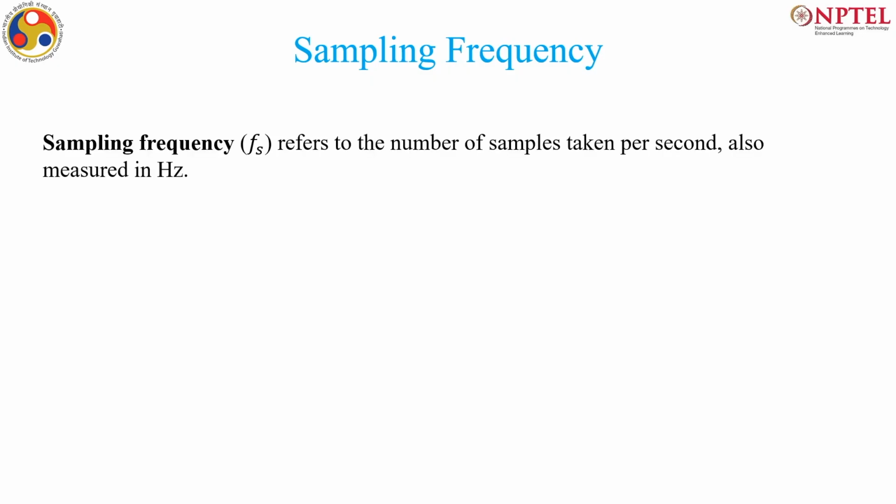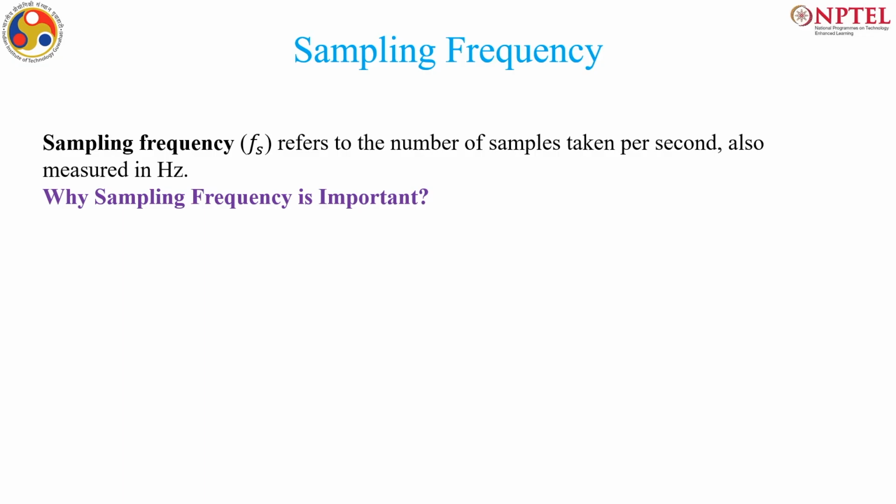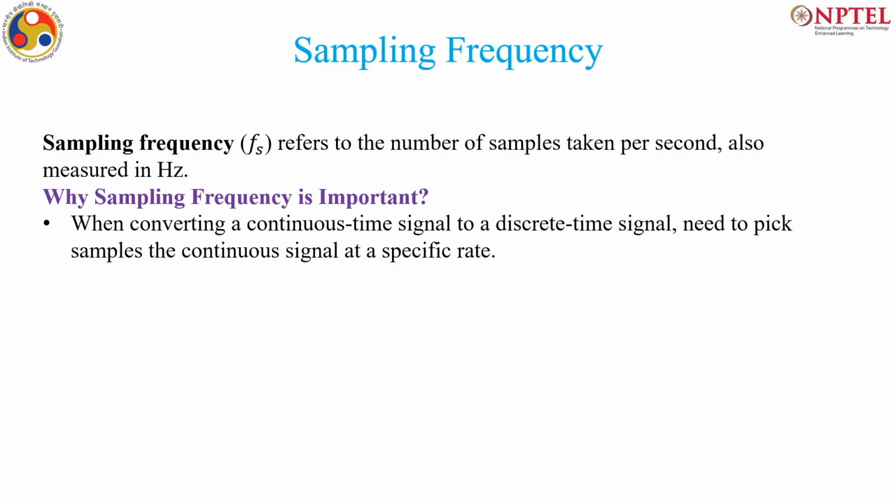The sampling frequency refers to the number of samples taken per second, and it is also measured in hertz. So, what is typically the sampling frequency? As I said, when I want to convert an analog signal to digital, I pick the samples at typically a uniform time gap Ts. So, this is my sampling frequency, that is how many samples of the signal I am collecting in 1 second, and this is very important to understand the conversion of analog to digital or continuous to discrete.